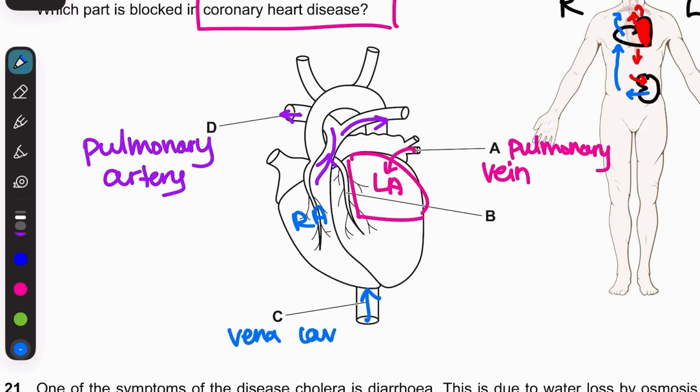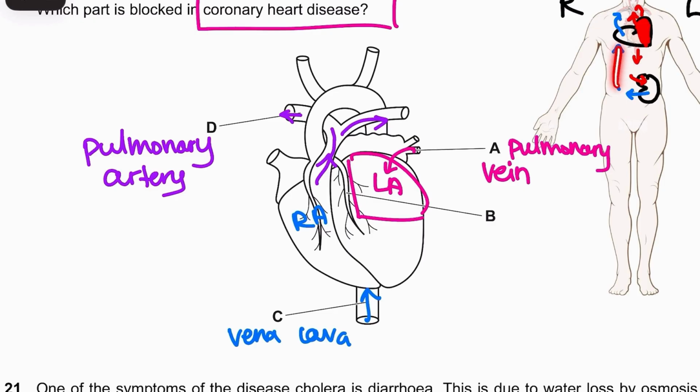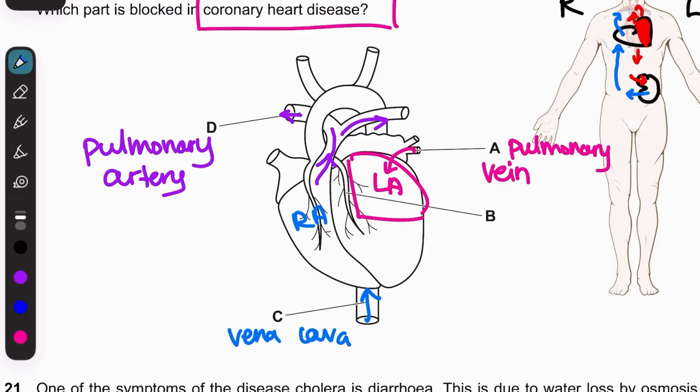It carries the deoxygenated blood. So actually, it's exactly this vessel here. It takes the deoxygenated blood back to the heart into the right atrium. Okay, and finally, that leaves us B, which are these very thin.